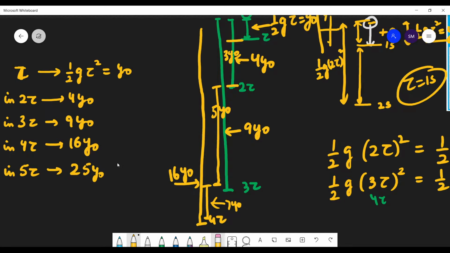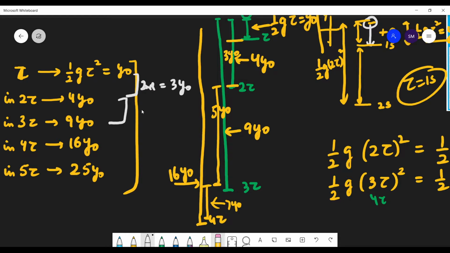25y naught. Absolutely, 25y naught. Now, how much is the distance traveled only in the second interval? Only in the second interval it will be 4y naught minus y naught. That will be 3y naught.